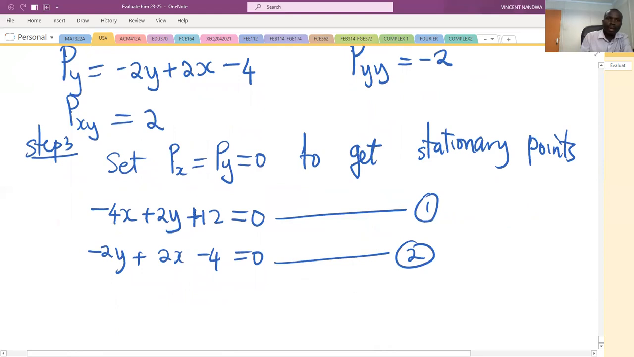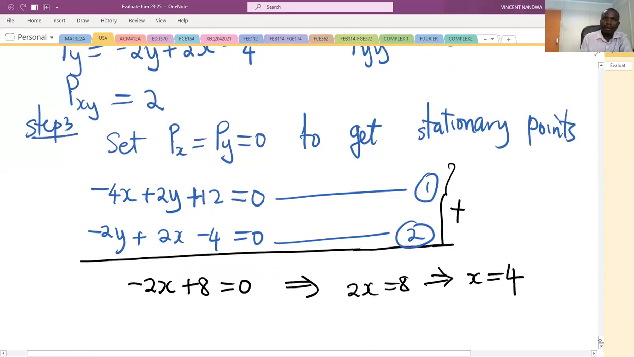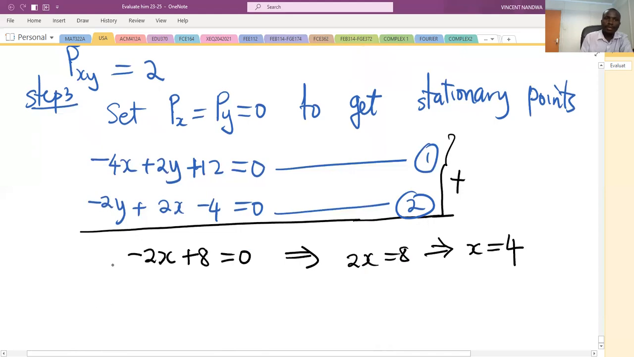We can add these two equations to eliminate y, because y has a positive sign in the first equation and a negative sign in the second with the same coefficients. Adding these two, we have minus 2x plus 8 equals 0, which tells us that 2x equals 8, and this implies that x equals 4. Now using the first equation, where x is 4, we have minus 4 times 4 plus 2y plus 12 equals 0.